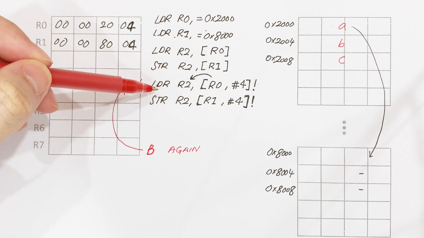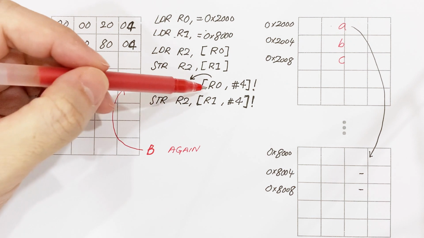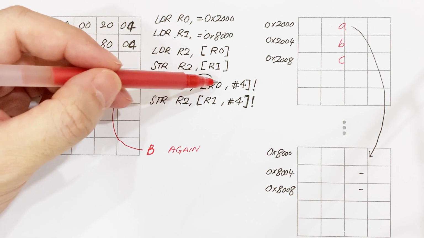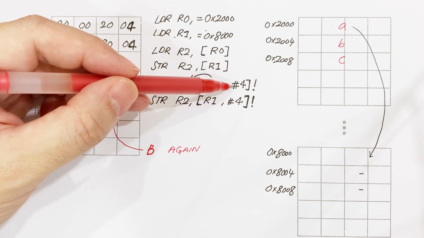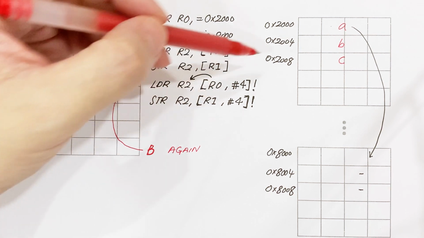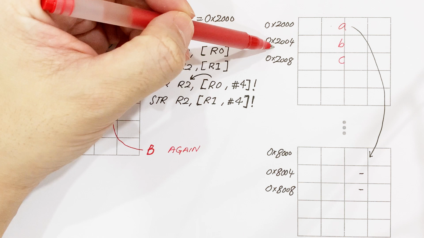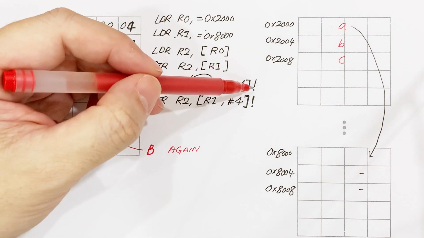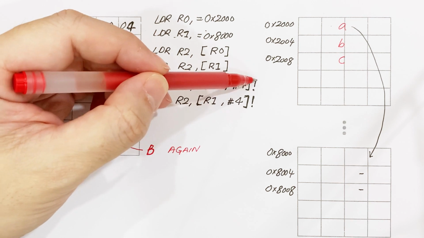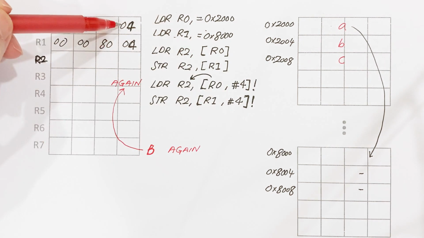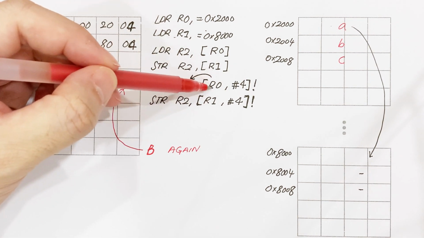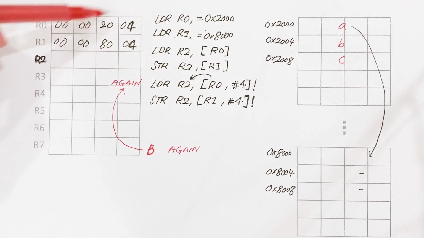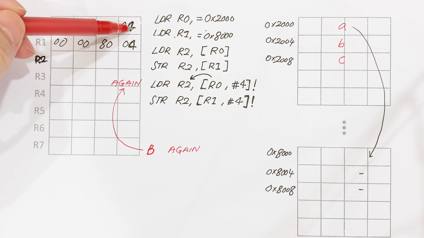Then we go down to the fifth line, where we load the value from register 0 with the immediate offset of 4, which ends up with the new address being 2004. So we move B to register 2. And afterwards, with the pre-index mode, we're going to modify the value of register 0 to the new address that we just figured out, which is 2004.